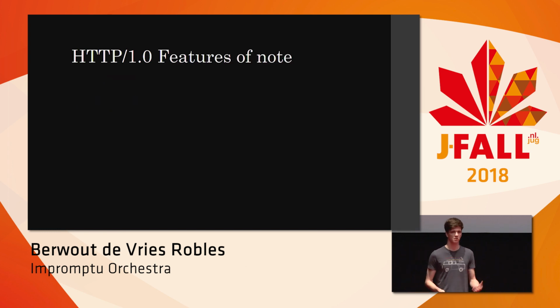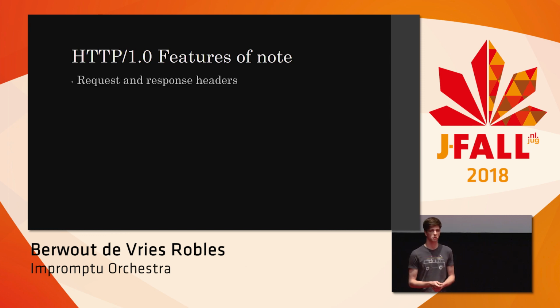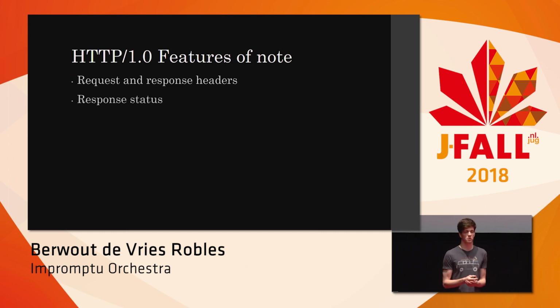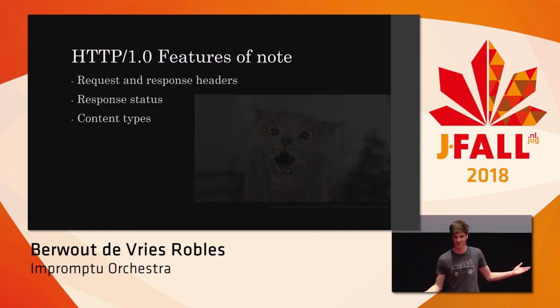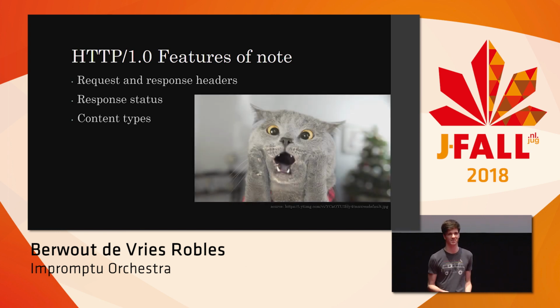Some features of note in HTTP 1.0, why they were so important. We had request and response headers. We could finally tell the server what browser we were using, where we were connecting from, all relevant information. We had a response status for the first time. So 0.9 had nothing to indicate what happened to your request, which was kind of awful. And we had content types, which led to the creation of the internet, because we could send pictures, which is awesome.